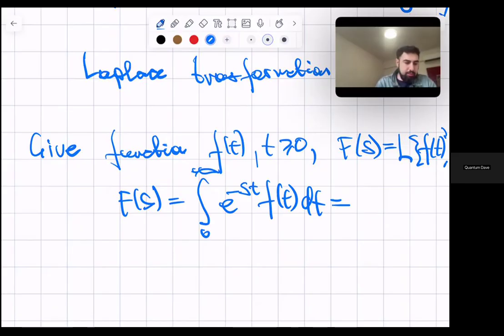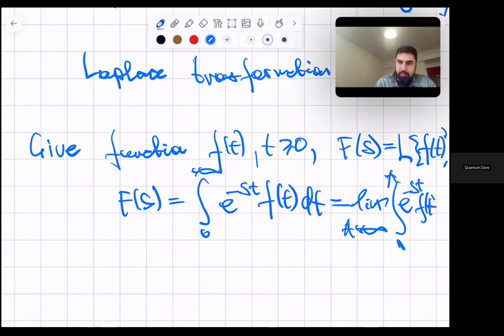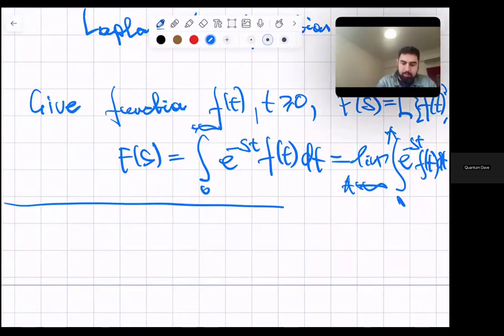And we are interested in whether this limit exists, where a goes to infinity, of the integral from 0 to a of e to the minus st f(t) dt. So this is the definition of the Laplace transform.